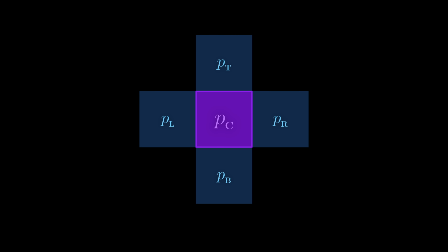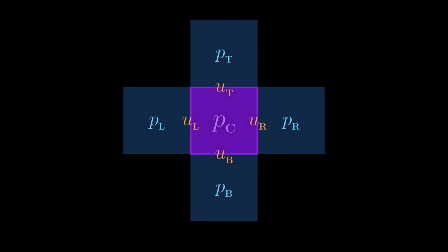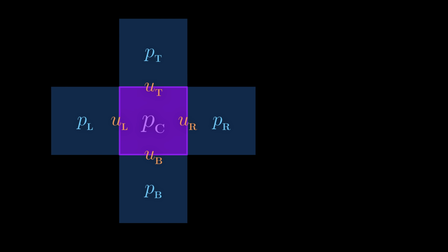Let's also label the edge velocities of our center cell, so we have velocity left, right, top, and bottom. And the reason we're using u for velocity, by the way, is that we're now going to use v to represent our prediction for the new velocity of the fluid, one tiny time step into the future. So we could for instance say that the new velocity at the right edge will be equal to its current value, plus the acceleration that the fluid experiences over there, multiplied by a tiny step forwards in time.